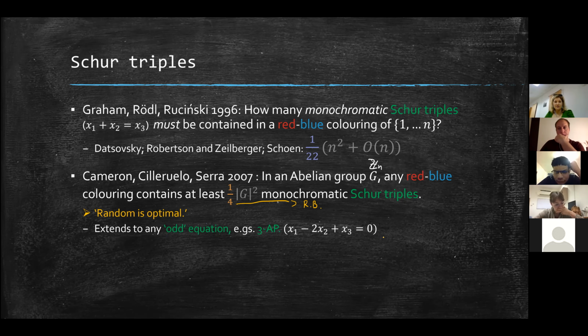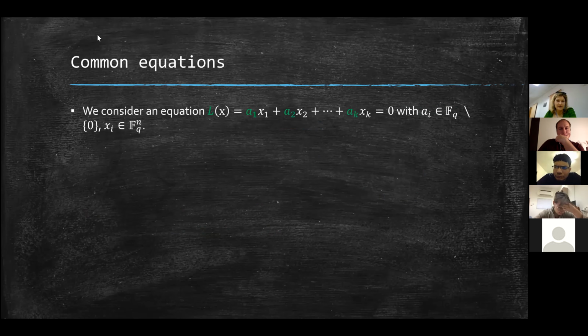Okay, so the random coloring is optimal for any odd equation. What about then general equations? So let me finally now make some definitions and define our setting. So we'll be considering linear equations denoted L of x with coefficients in a finite field. So this is the so-called finite field model.